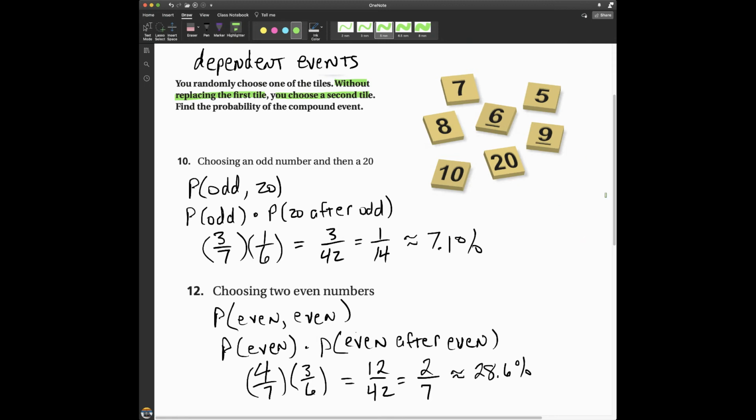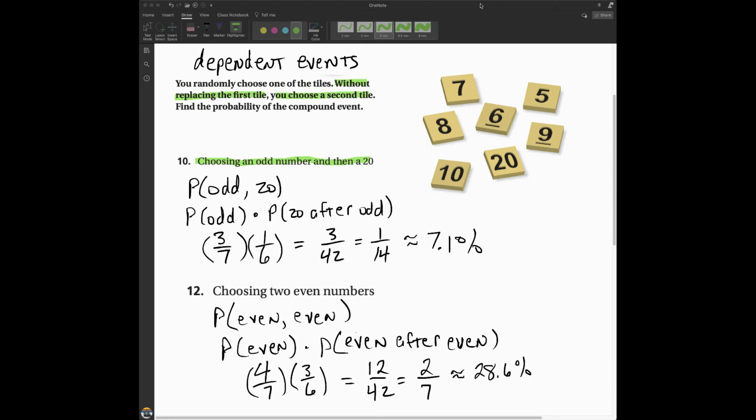So without further ado, let's read the question. You randomly choose one of these tiles without replacing the first tile. So you take a tile out, you don't put it back in the container that you chose from. You choose a second tile. You want to find the probability of this compound event. The first one is choosing an odd number, then a 20.